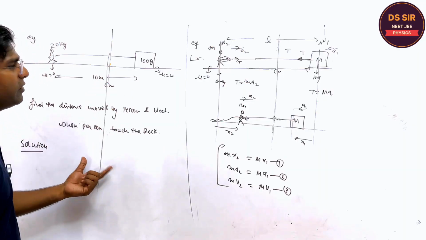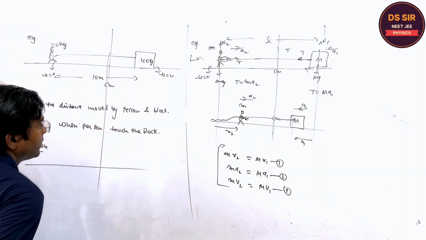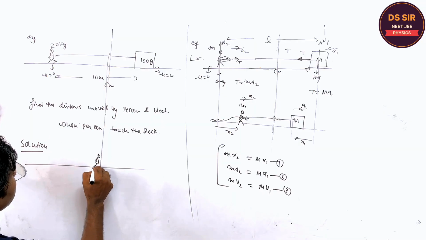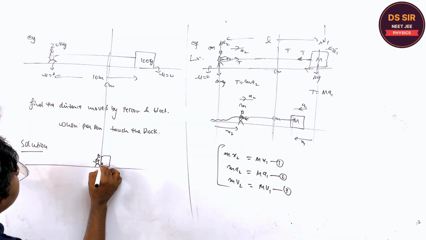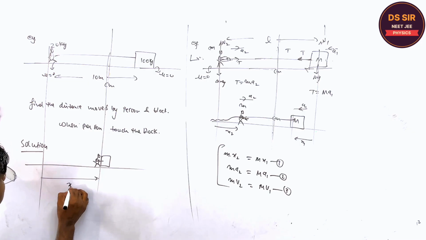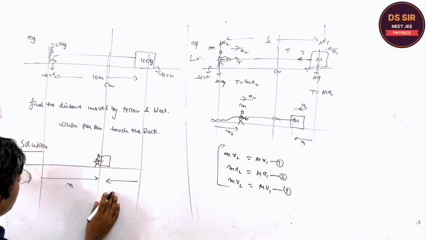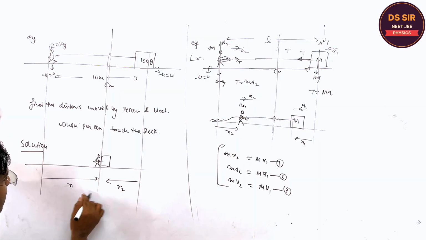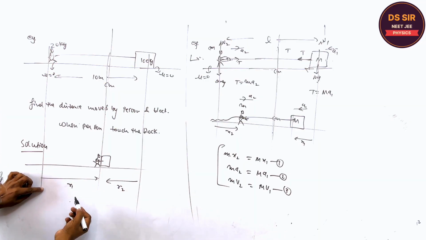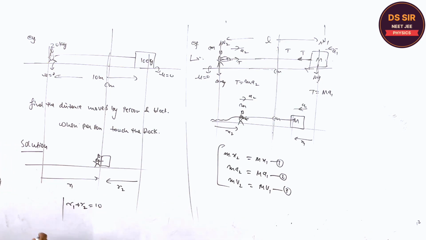Tell me, where are they? At the center of mass. So it is very simple. When the person and the block reach over there, what is the distance covered by the person? Say R1 only. What is the distance covered by the block? Say R2 only. R1 plus R2 is equal to what? 10 meter.